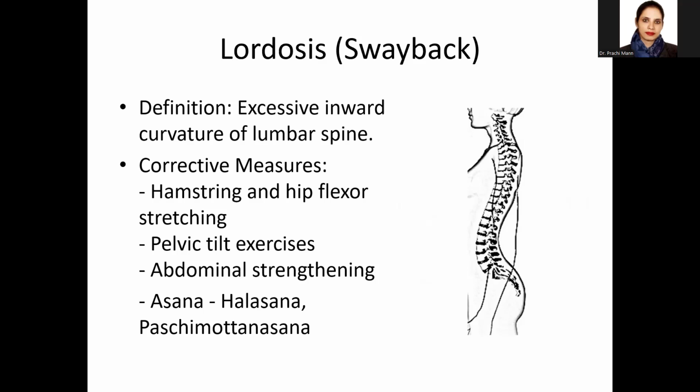The corrective measures to correct this deformity are by doing hamstring and hip flexor stretching, by doing pelvic tilt exercises, by strengthening the core, by doing some abdominal strengthening exercises, by performing some yoga asanas like halasana and paschimottanasana.